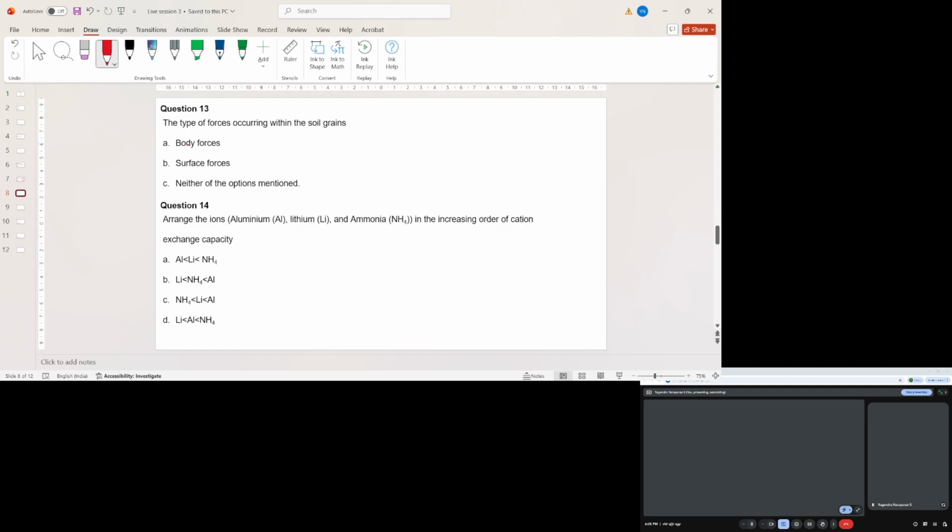Option B, surface forces. Option C, neither of the options mentioned.